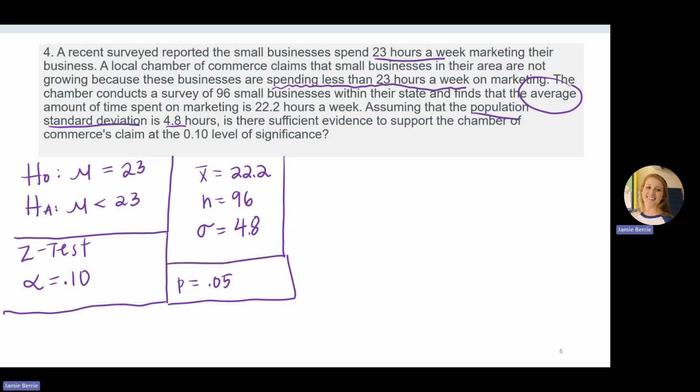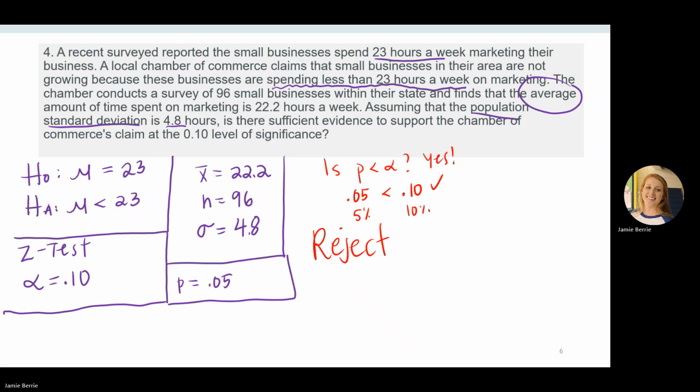All right, so now we're going to go on and draw our conclusion. So remember how we do that. We ask ourselves the question, is p less than alpha? Because if p is lower than alpha, we're going to reject H0. All right, so 0.05. Would you agree that 0.05 is less than 0.10? Absolutely, right? That's like 5%. This is like 10%. So yes. All right, so we're going to reject H0.